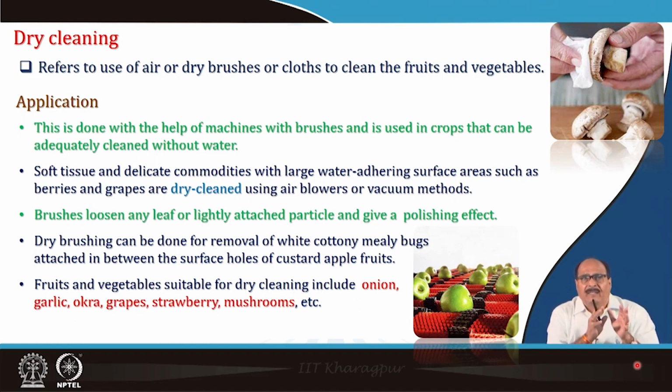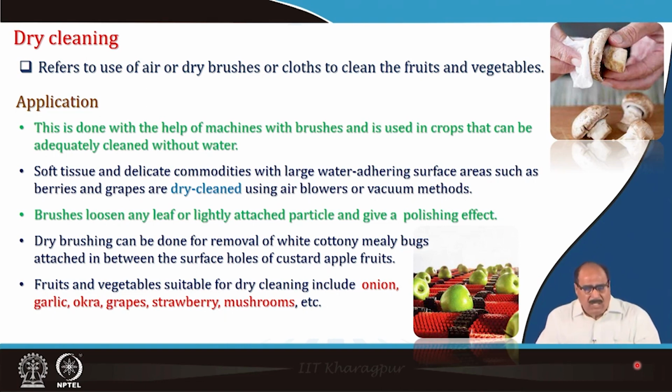So, they are generally dry cleaned using air blowers or vacuum methods. Brushes loosen any leaf or tightly attached particles and give a polishing effect. Dry brushing can be done for removal of white cottony mealy bugs attached in between the surface holes of custard apple fruits. The fruits and vegetables which are generally suitable for dry cleaning include onion, garlic, okra, grapes, strawberry, mushroom, etc.